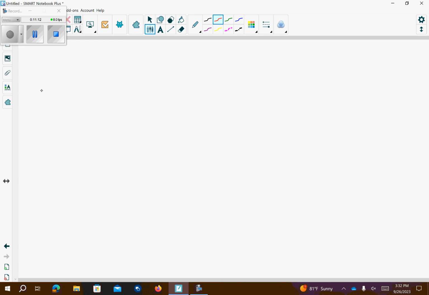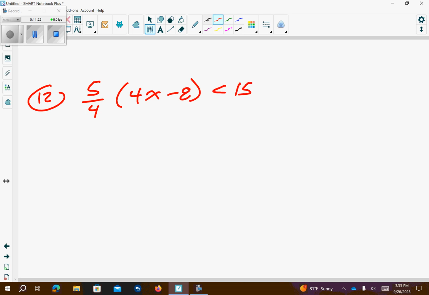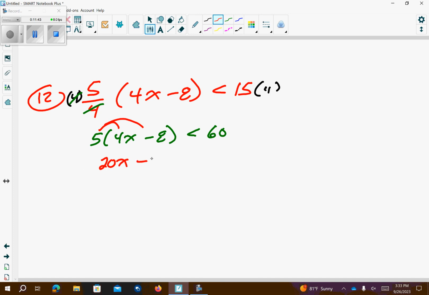And let's take a look at number 12. Let's get rid of the fraction first. So I'm going to multiply both sides by 4. So this cancels this, so I have 5 parentheses 4x minus 8 is less than 15 times 4, which is 60. I can now distribute the 5 over the parentheses, so I'm going to get 20x minus 40 is less than 60.